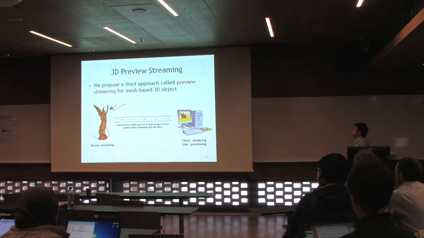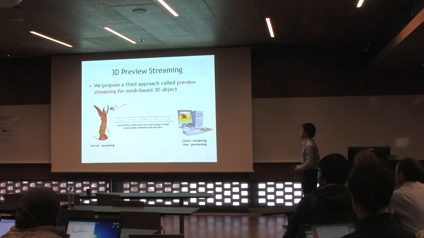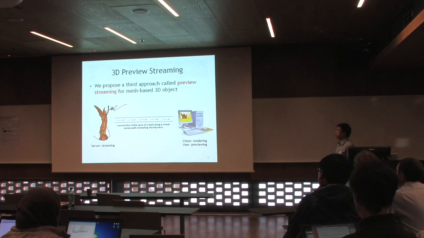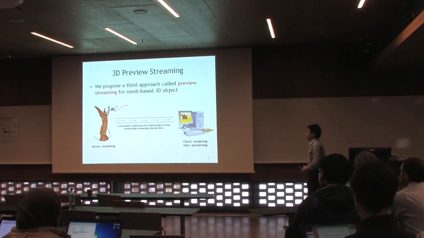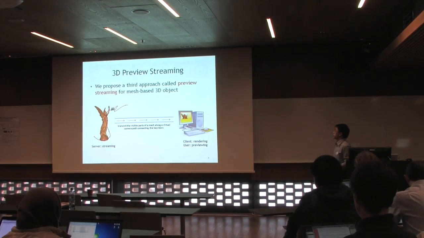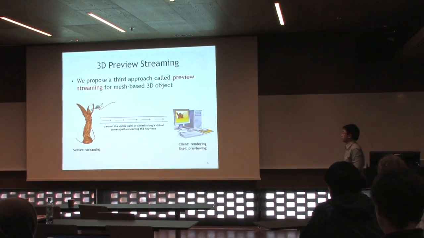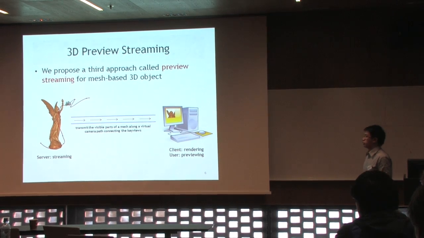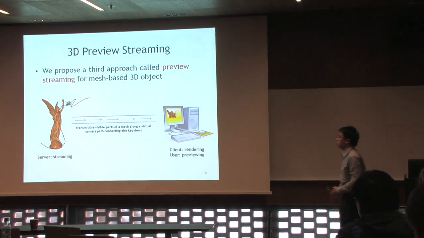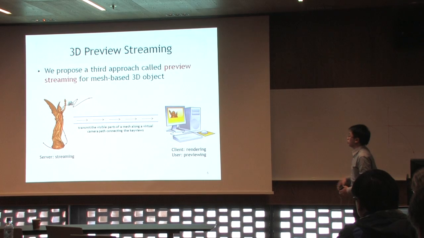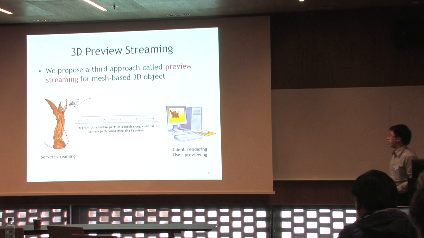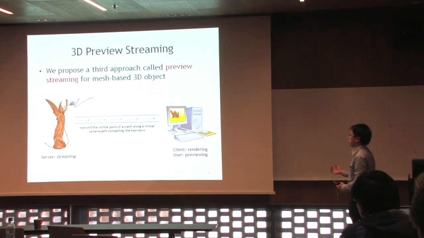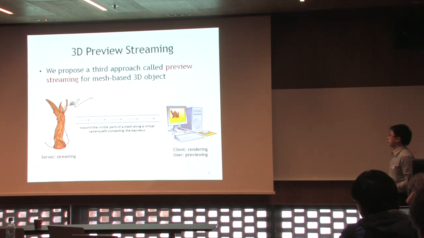We propose a third approach called preview streaming for mesh-based 3D objects. Streaming and previewing the visible parts of a mesh along a virtual camera path. In other words, the users can render and preview the models while downloading them at the same time. We can see in the figure, at the server side, a loose mesh and its virtual camera path. The key views are marked as small black squares. Then the server will stream the visible part of the mesh along this camera path, and then the client can receive this visible part, reconstruct the mesh, and render each viewpoint on the path. In this way, the users can play back the preview.